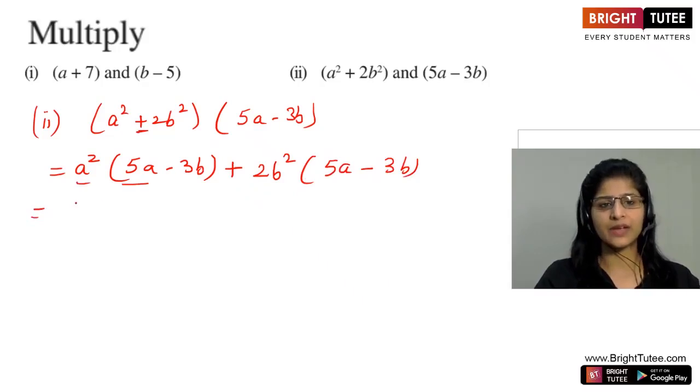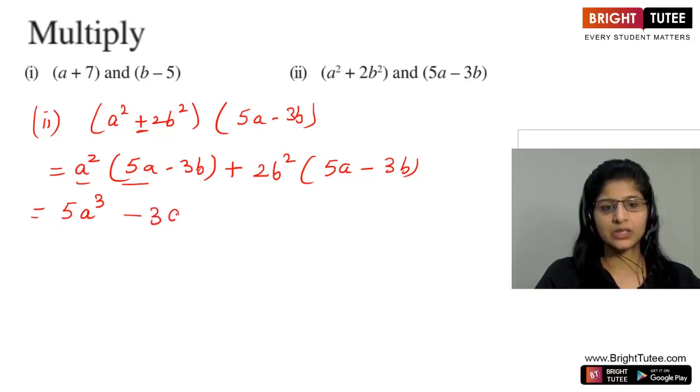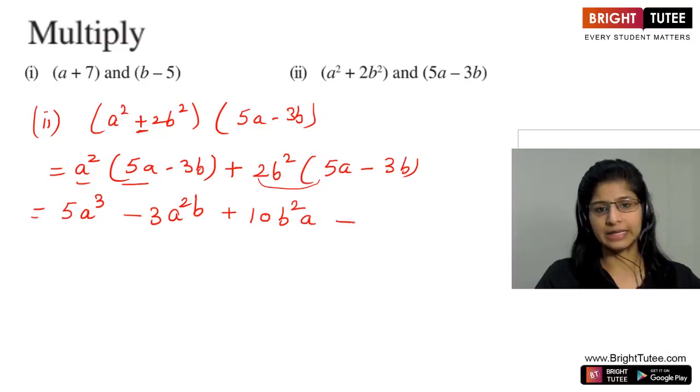A square into 5a is 5a to the power 3, minus 3a square b, plus 2 into 5 is 10, b square a, minus 2 threes are 6, b square into b is b cube.